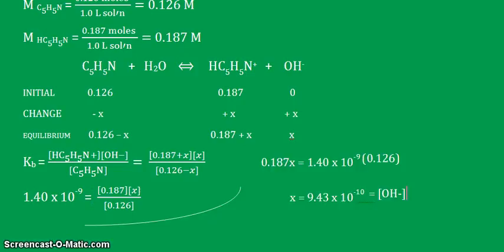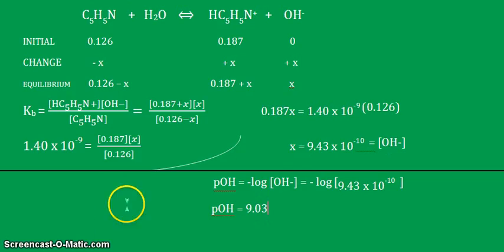To do that, we simply rearrange this equation and arrive at 0.187x equals 1.40 times 10 to the negative 9 multiplied by 0.126. This is the concentration of your pyridine. So we solve for x, and x is equal to 9.43 times 10 to the negative 10. And remember that x is the concentration of our hydroxide ion, which is the change. So from there, we now have the concentration of the hydroxide ion. We can now calculate the pOH, because pOH is simply the negative logarithm of the OH minus concentration.